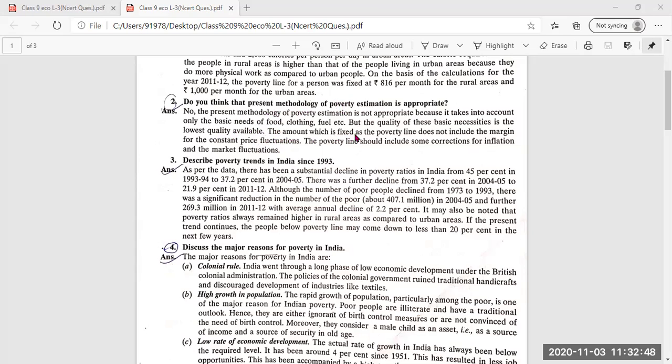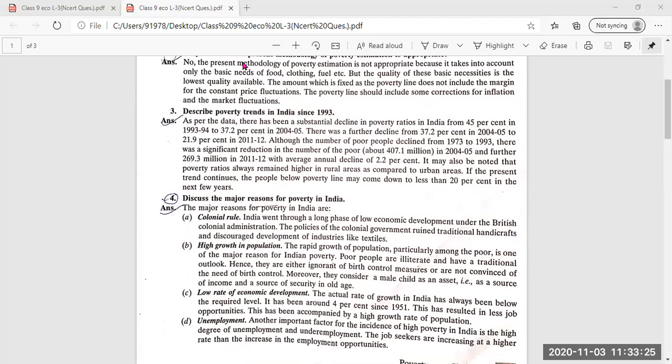The amount which is fixed as the poverty line does not include the margin for constant price fluctuations. Sometimes a particular product is sold at high prices, sometimes at low prices. So price fluctuation is there and it can't decide the poverty line. The poverty line should include some correction for inflation and market fluctuation. So this is the second answer.